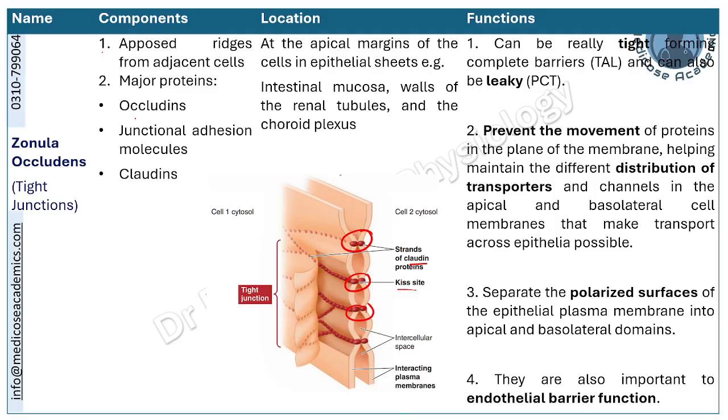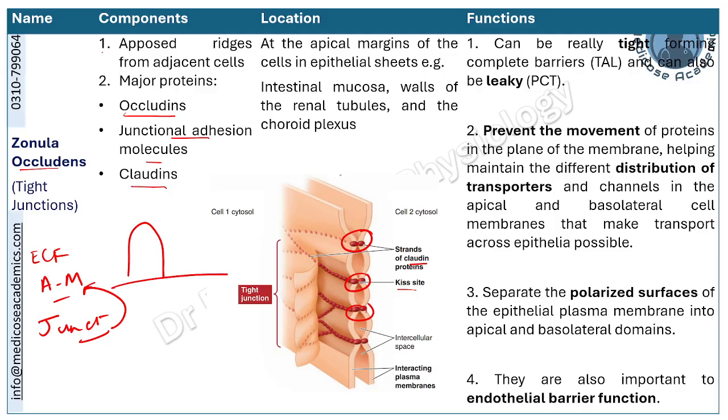They are the opposed ridges from the adjacent cells. Major proteins included: one is occludin, as is evident from its name, occludens. Number 2, it involves claudin proteins. Number 3, it involves junctional adhesion molecules. So we have seen extracellular proteins, adhesion molecules, and the cell junctions. This cell junction also involves an adhesion molecule, the junctional adhesion molecule, and two transmembrane proteins, claudins and occludens.